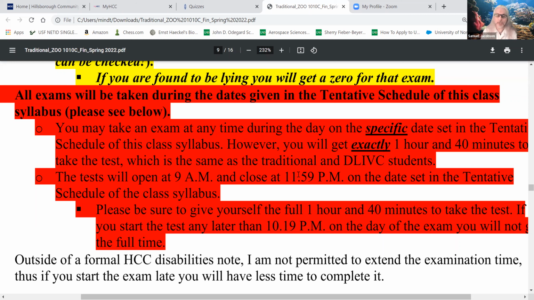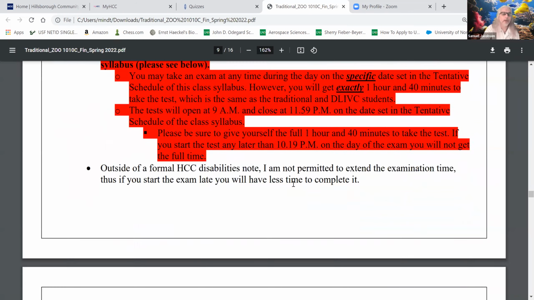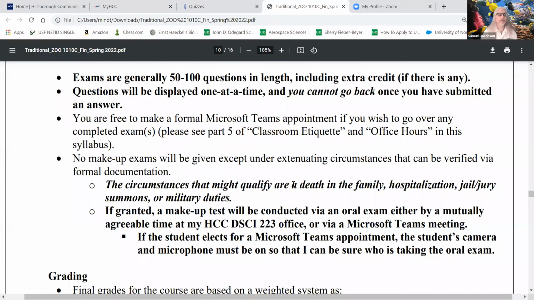Now, I am giving you the luxury of taking it whenever you want during the day. Flexibility, yeah? But you only get an hour and 40 minutes for it, and you can't stop, which is where this comes in.